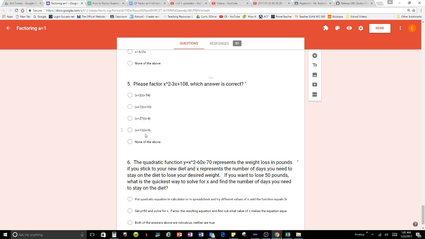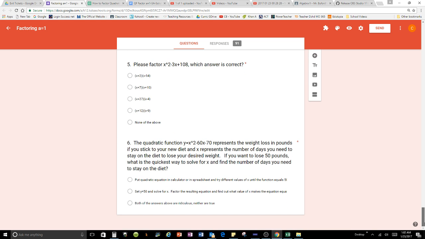Basically, the solution would look very similar to this. It would be x minus 12 and x plus 9. Because you see here the b term is a minus 3x. So if g were a minus 12 and h were a plus 9, you would get that minus 3x there when you multiply these together. Okay? And so the answer is none of the above.